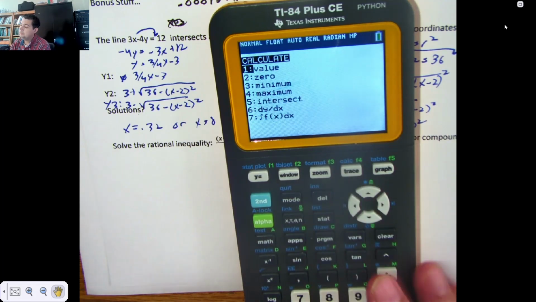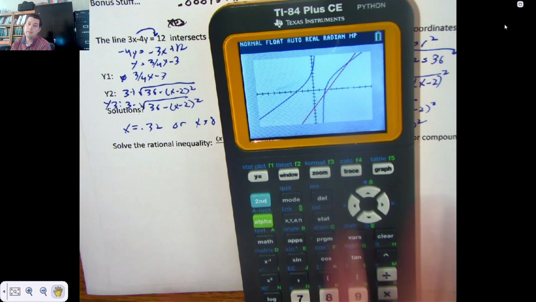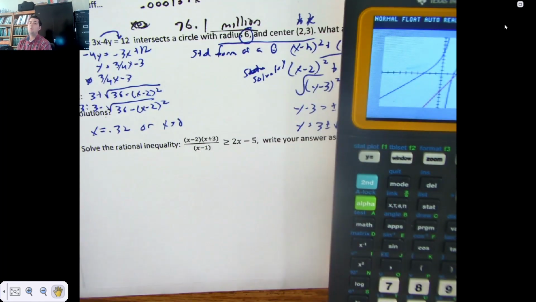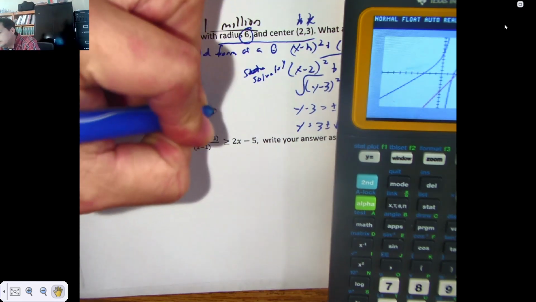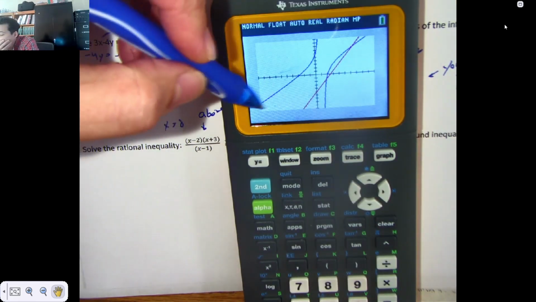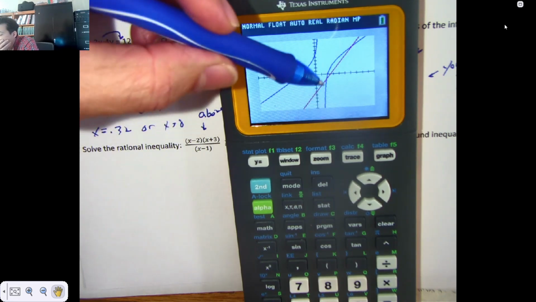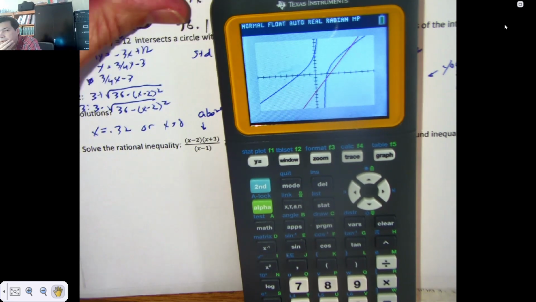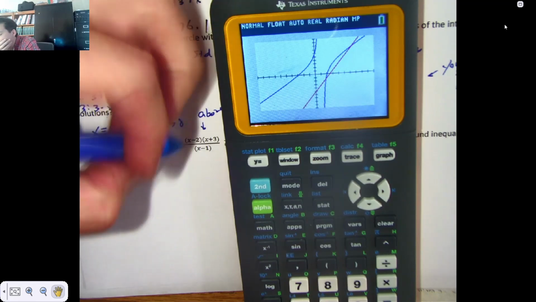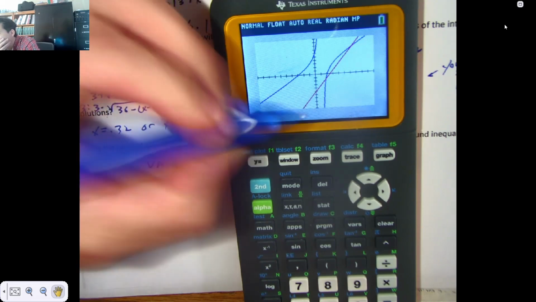Second trace, sorry. Now, I need to talk about what's going on. You want to know specifically where this is above. It is above all the way from here to here and from here to here. But there's something else that the calculator doesn't draw. There's what you call a vertical asymptote at x equals 1.